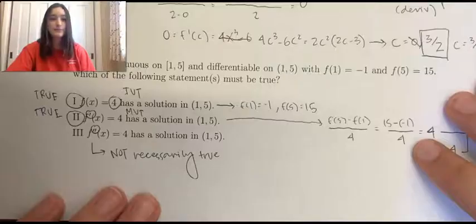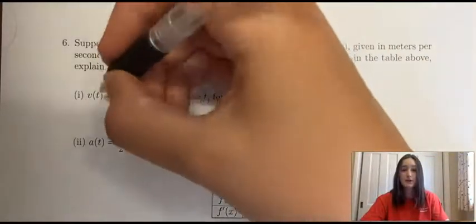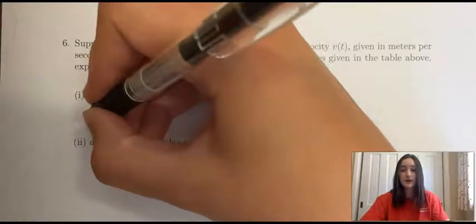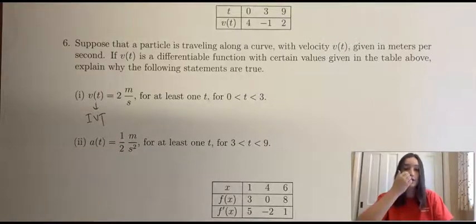Okay, on these next few, we're going to be working with tables, but it's really not that different from the problem we just did. It's just that our givens are given to us in table form. So this first one is asking, we're trying to prove which statements are true. This first one is dealing with v of t, which is given in the table, and we're trying to find v of t equals 2 for some x value between 0 and 3.